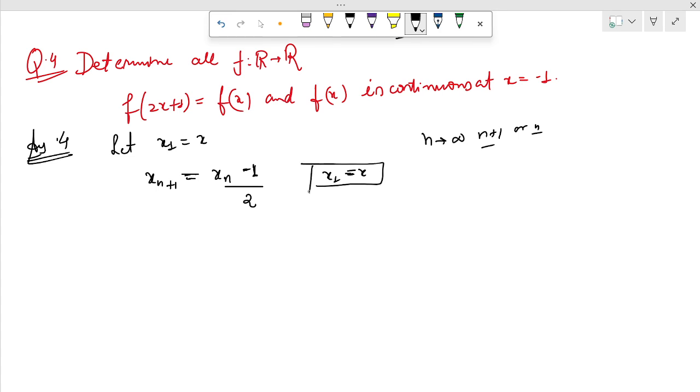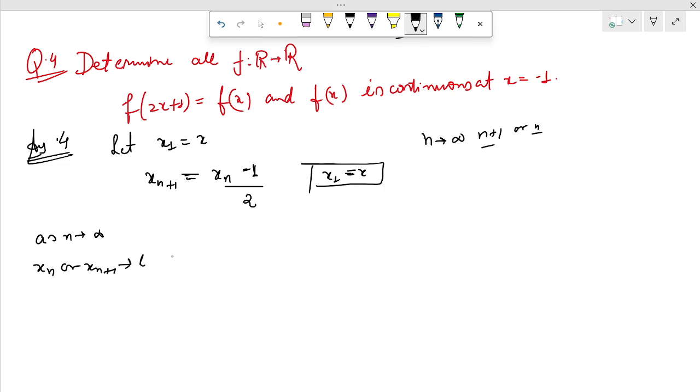See what I'm doing, you'll be able to understand as I'm going through. I understand that as n tends to infinity, whether I write xₙ or xₙ₊₁, both will tend towards L only.